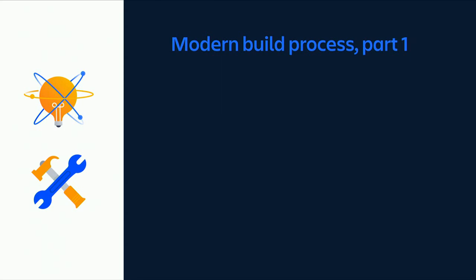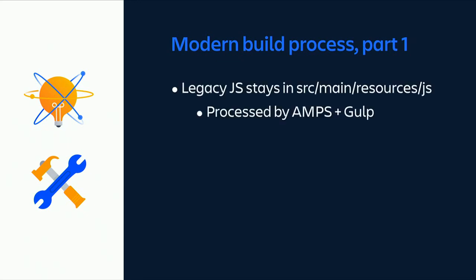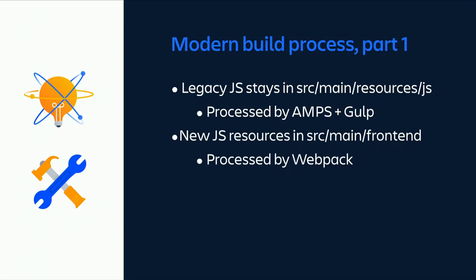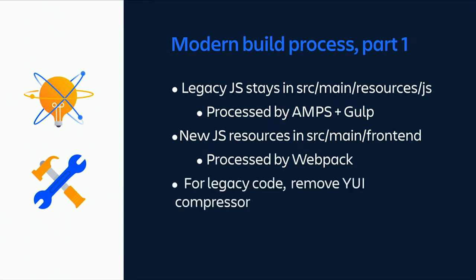Continuing, what does this structure look like in the demo plugin? We're going to segregate our JavaScript code into two different locations. First, our legacy JavaScript stays in source main resources.js. This is processed by AMPS and Gulp that I spoke about. We're going to put all of our new code in source main front end. This is all processed by Webpack. In addition to that, we need to remove the YUI compressor, and we'll look at that next, and that only applies to legacy code.